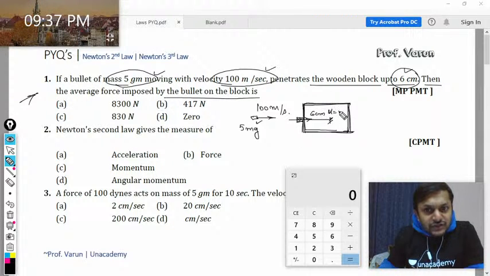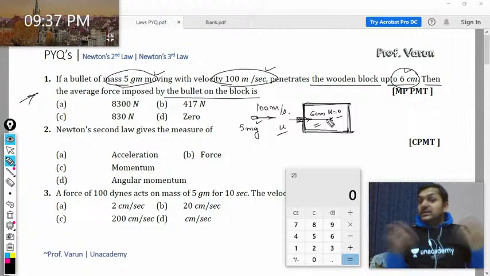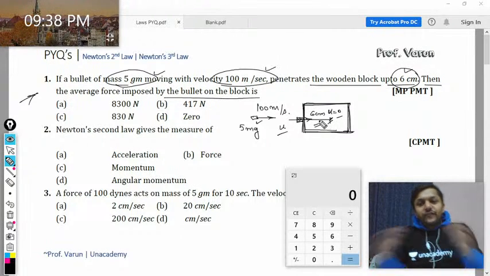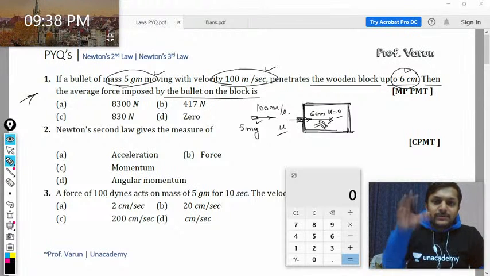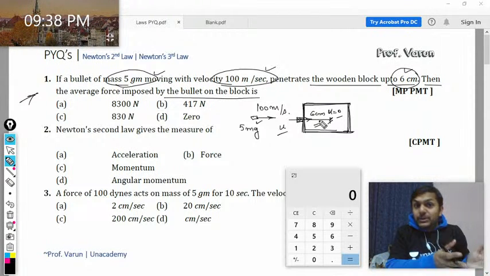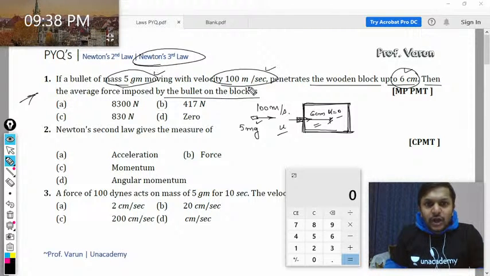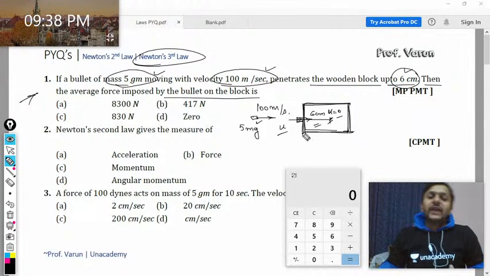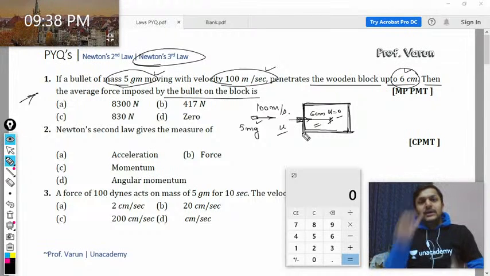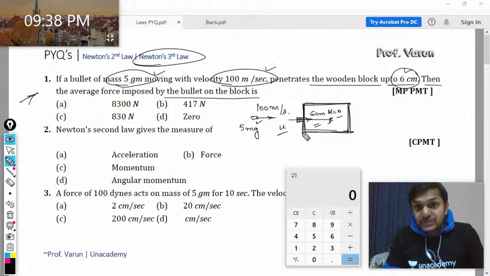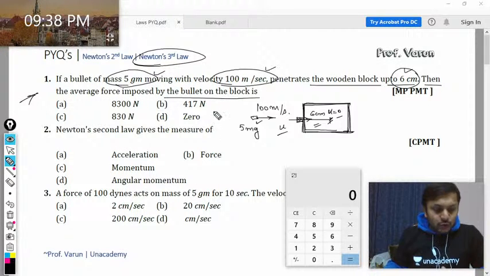So the final velocity becomes 0, and this will be the v. So u and v are given, and s is also given to us, that is, the distance traveled by the bullet is 6 centimeters. So we need to find the force being applied on the block. Well, the force on the bullet will be equal to the force on the block, that is Newton's third law, and accordingly we will find the force required against the bullet to stop it within a distance of 6 centimeters. So what should we do?